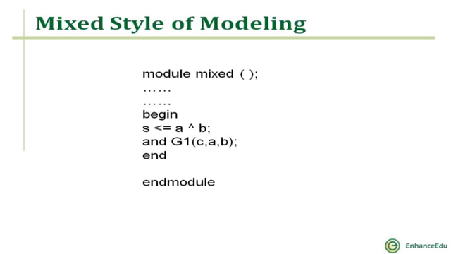Now coming to the 4th type of modeling, which is also called the mixed style of modeling. Given that you have the different styles of model, in different contexts you would prefer to use one model or the other. So in case of the mixed style of model, you have to take help of multiple modeling styles. It can be structural and behavioral mixed, behavioral and data flow mixed, or structural and data flow mixed.